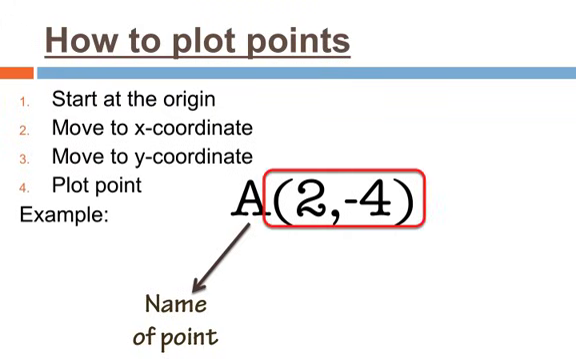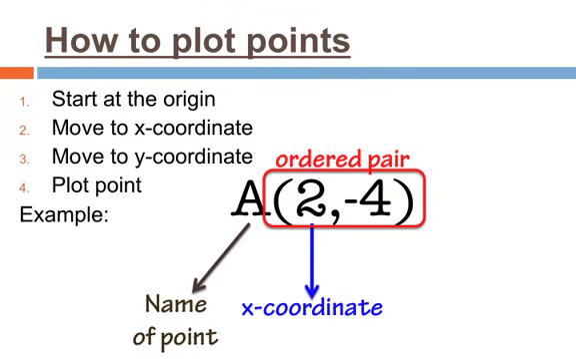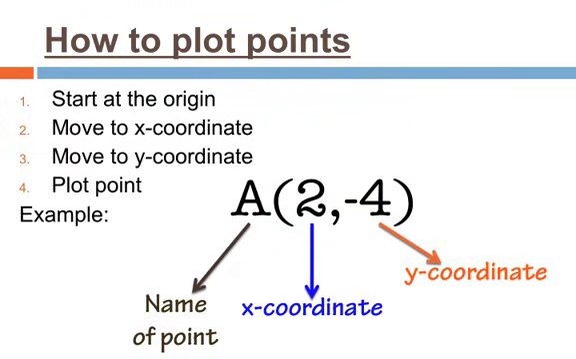The numbers here, inside the parentheses, that's called an ordered pair. It's broken up into 2 numbers. The first number is the x-coordinate. It tells us how to move along the x-axis. And the second number is our y-coordinate. It tells us how we move on the y-axis, whether or not we go up or down. So because 2 is our x-coordinate, that means we move 2 places to the right. And because our y-coordinate is -4, that means we go 4 places down because it's negative.